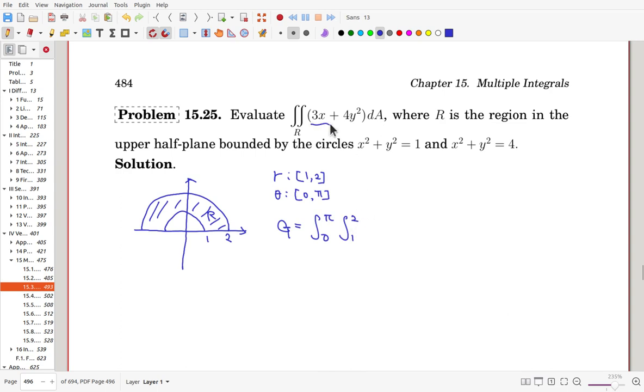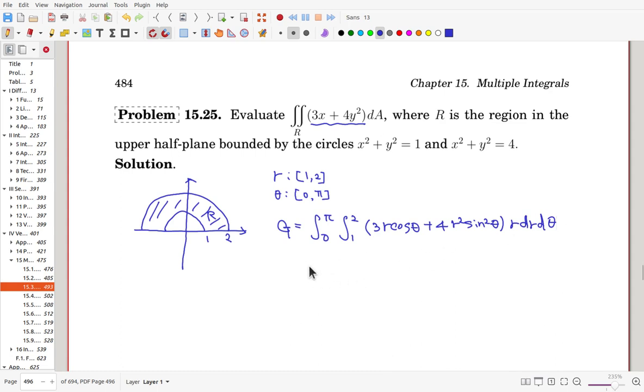And for that one, you have to express it as a function of r and theta. That's 3x plus 4y squared. x is always r cosine theta, and y is always r sine theta. So that there's 4 r squared sine squared theta. And don't forget r and dr d theta. Okay?